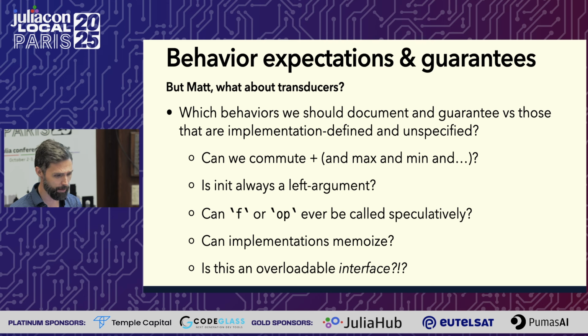We talked about commuting plus, or how about max and min? Should we commute those? Those are commutative operations. Is init always going to be a left argument, or is it sometimes a right argument in the two arguments of the operation? Could you potentially call either the mapping part or the reducing part of a MapReduce speculatively to do some optimization? Maybe you want to memoize it for some sparse data structure. Is there an interface that an array could implement to get faster reductions? All of these things are hard.